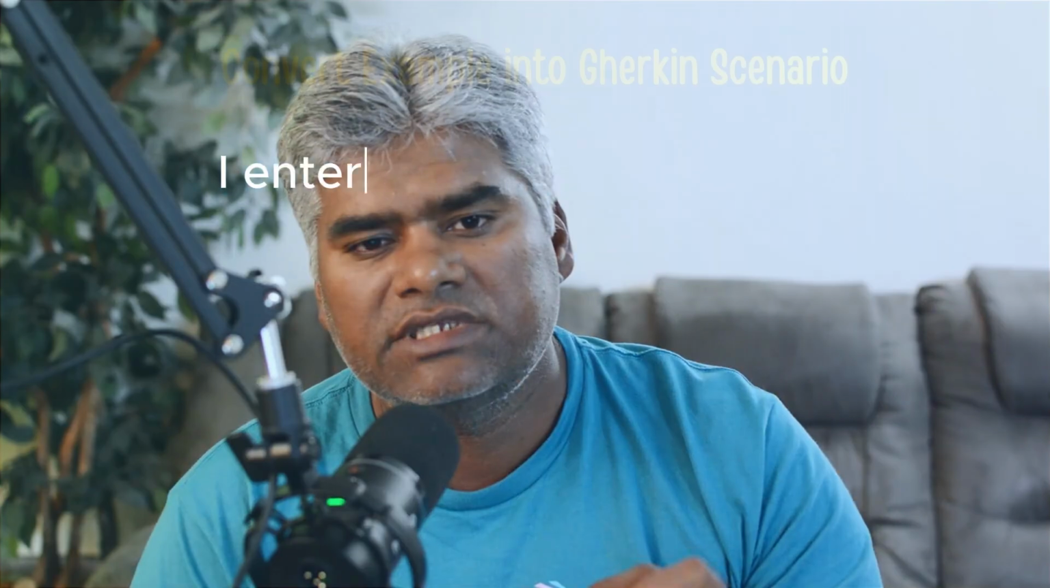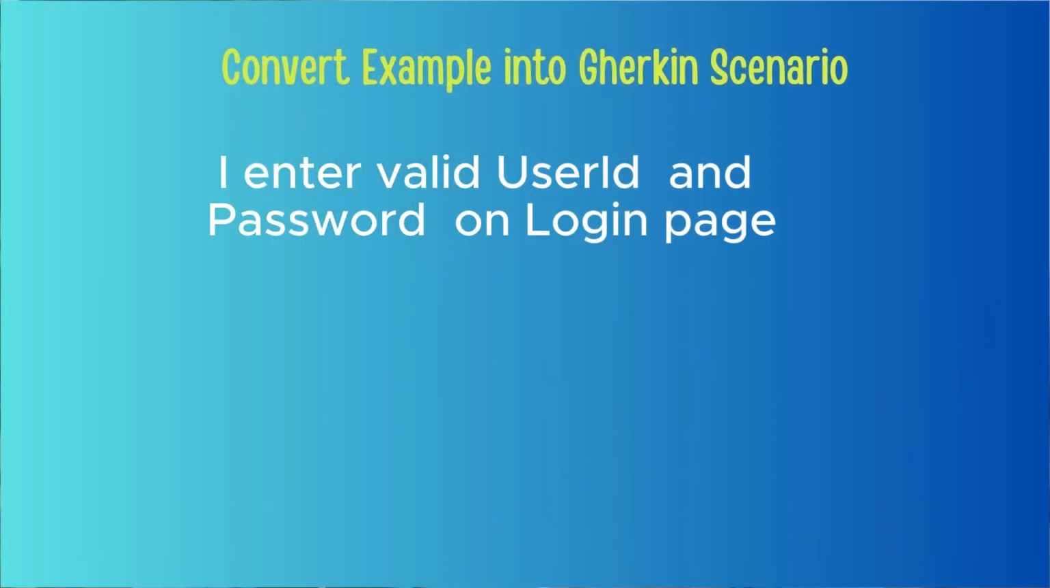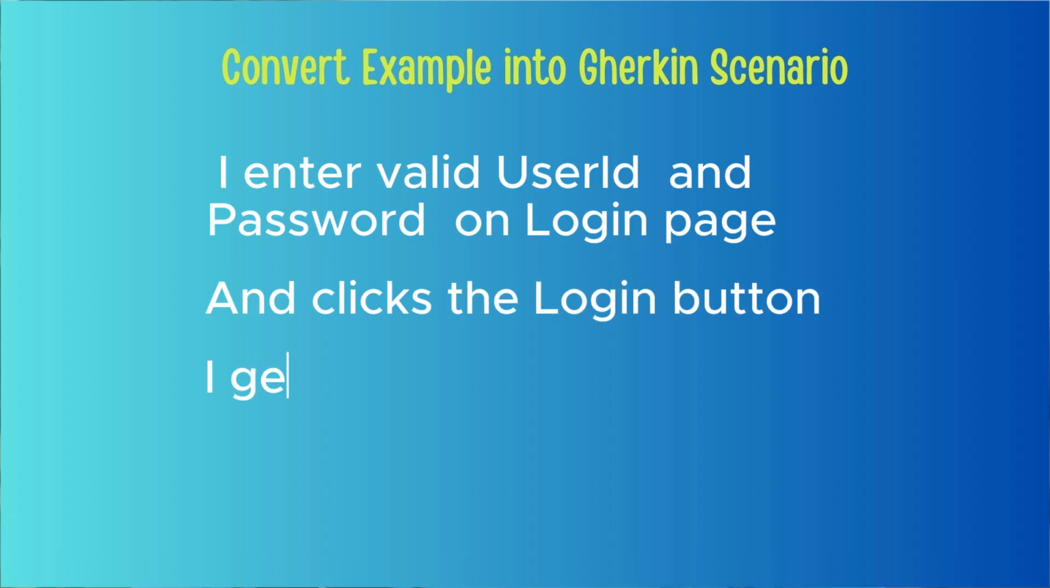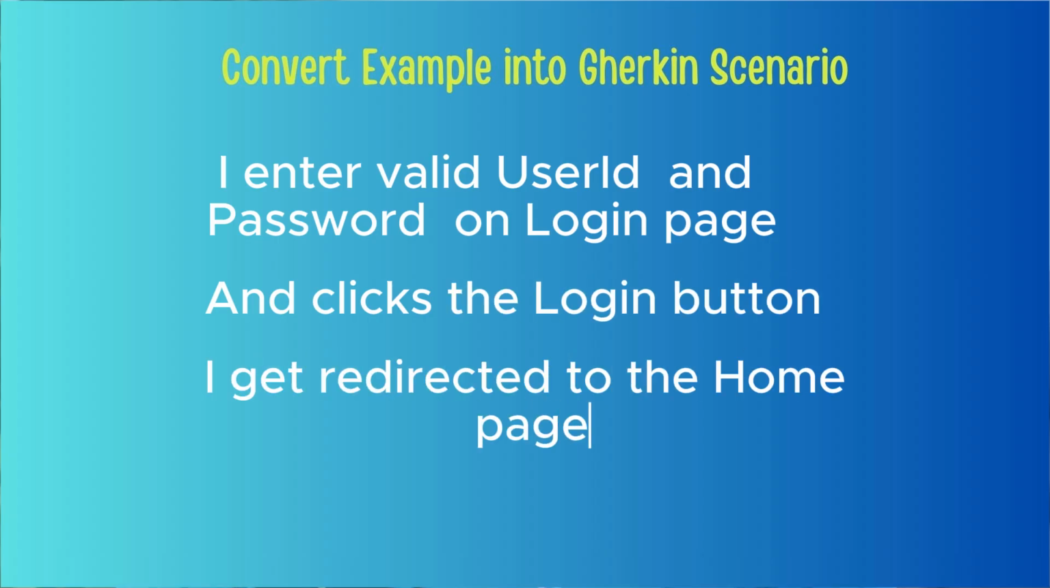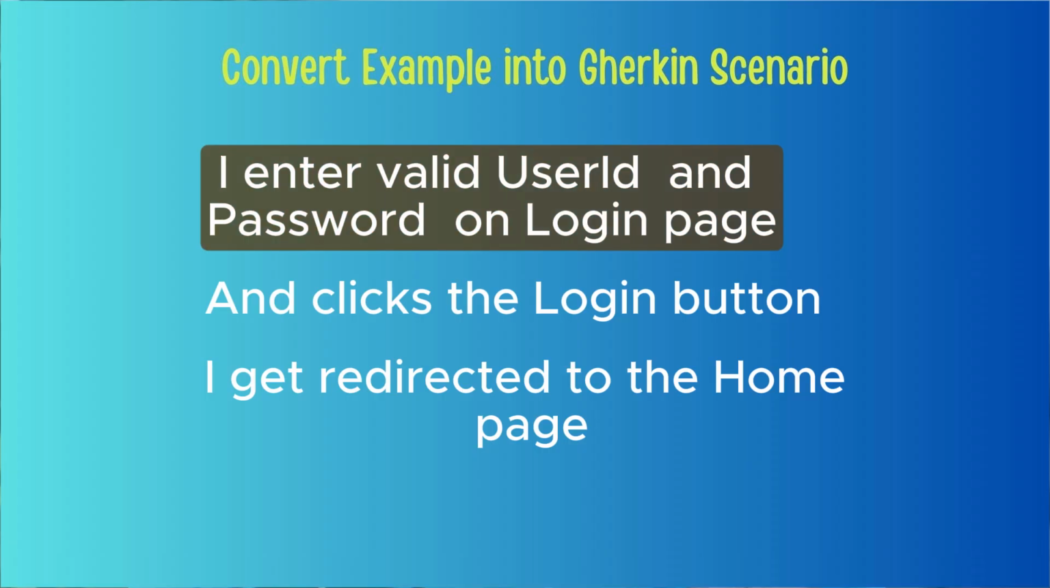Let's see this example. The example says, I enter valid user ID and password on the login page and click the login button. I get redirected to the home page. That's an example. Okay. Now we need to convert this example into a BDD scenario using Gherkin language, right? And if you see this example, it has all three things which we needed in an example, which are the context, the action, as well as the outcome.